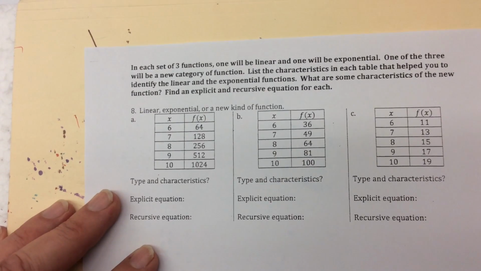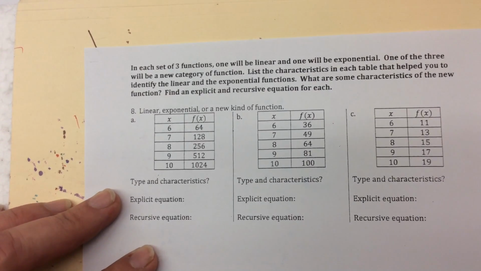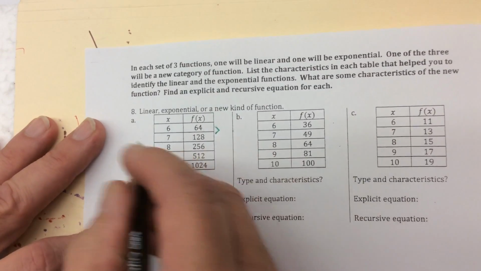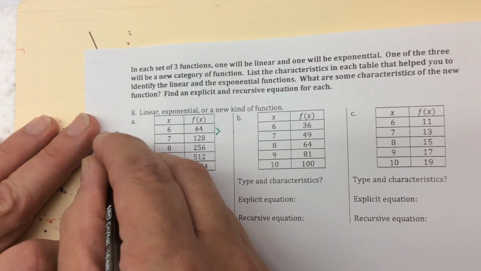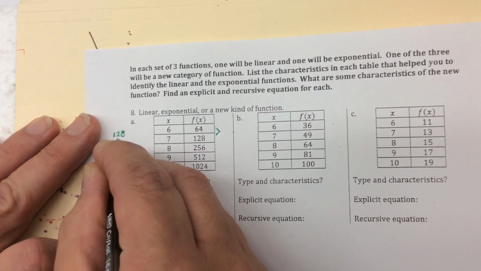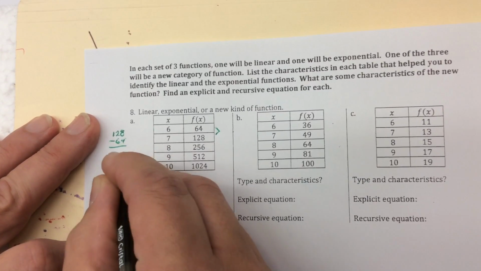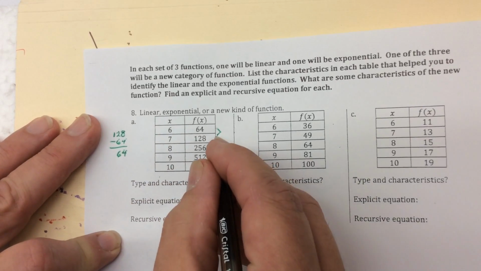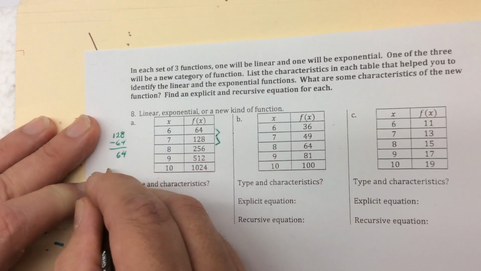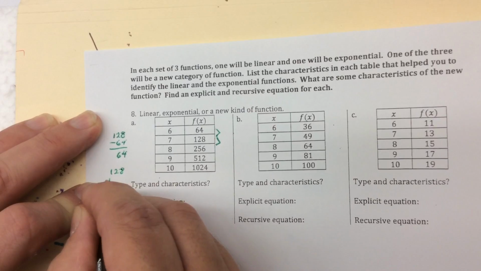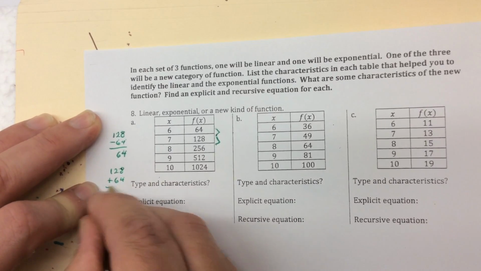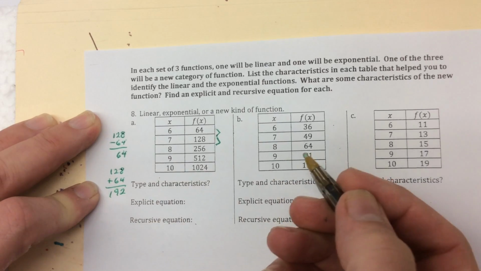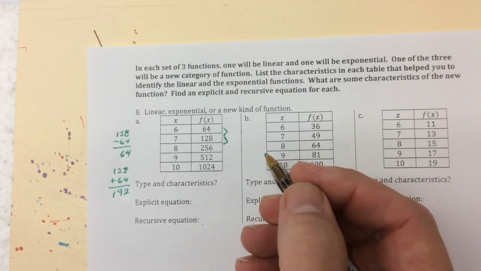I'm going to do the one on the left first here. And the first thing you want to do is check to see, is this a linear one? The way to do that is to take the first two terms and subtract them. You get 64. And then check and see if you add the 64 to the second term, do you get the third term? Nope. Okay, so then it's not.